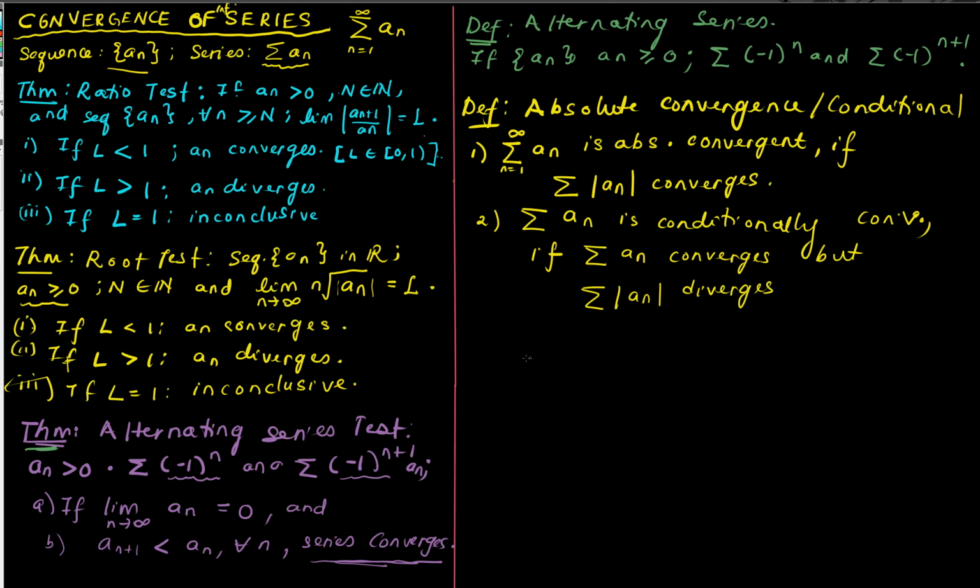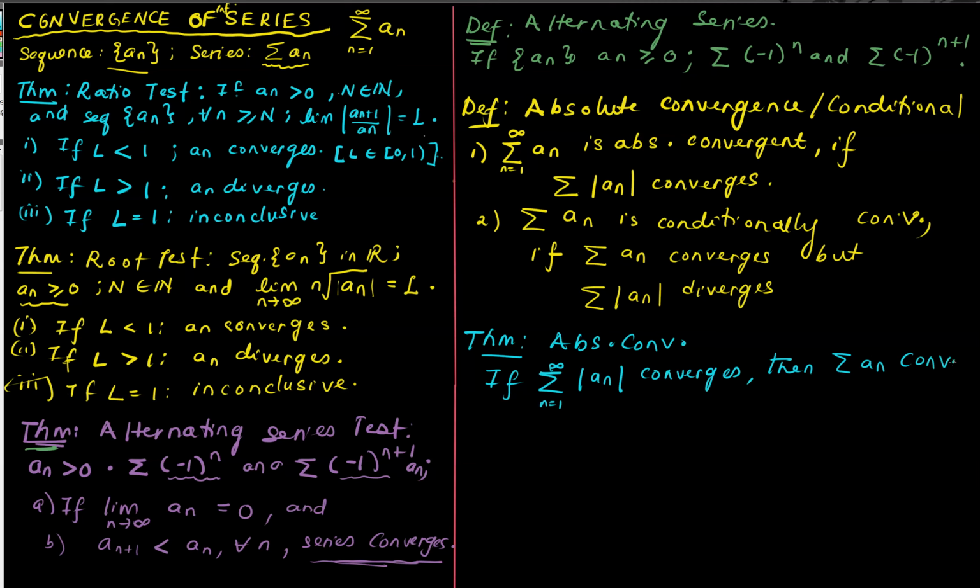So how would the theorem look for absolute convergence? The theorem would look like this. If the series, the summation of the absolute value of a sub n, where n goes from 1 to infinity, converges, we know by definition that only happens when a sub n converges. So we will say that the series of a sub n converges. That's basically what absolute convergence is all about.